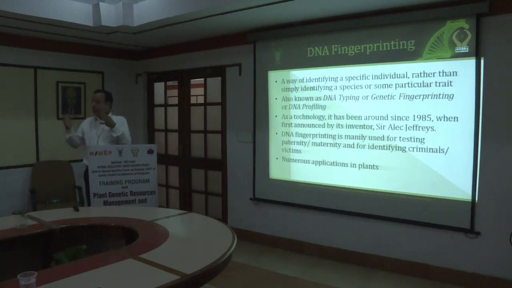Within a species, identifying cultivars, that is DNA fingerprinting. A level up, species delineation, that is DNA barcoding.